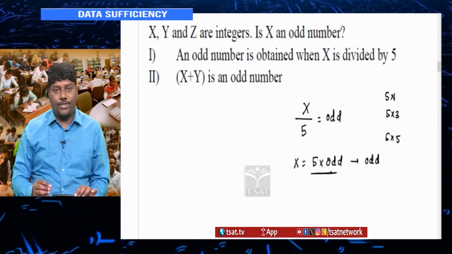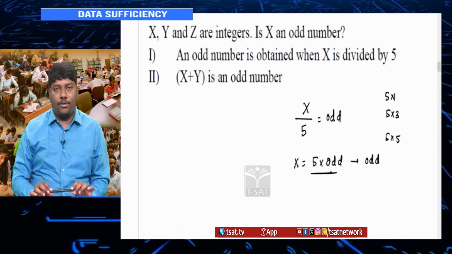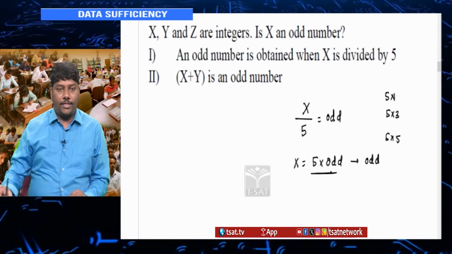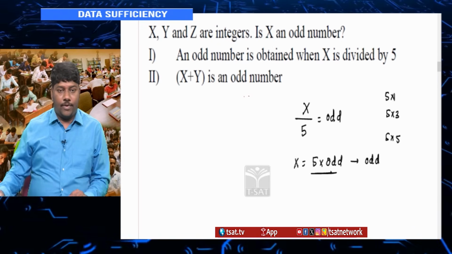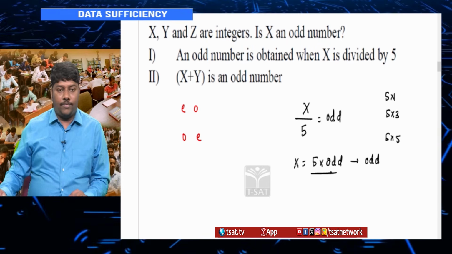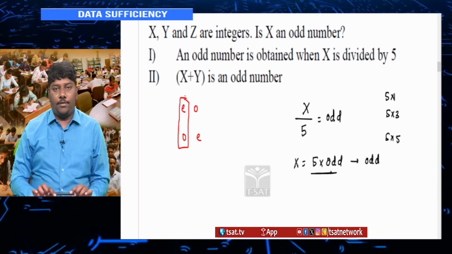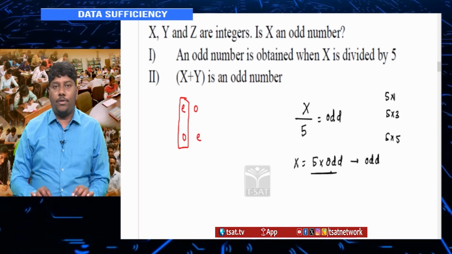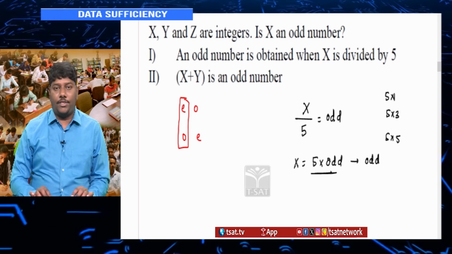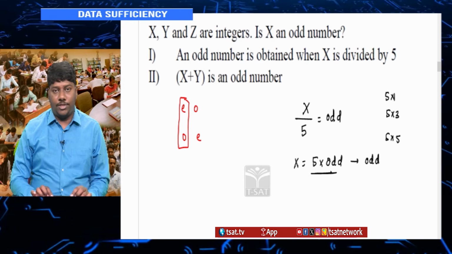Now, you have to look at statement 2. When you are looking at statement 2, you don't need to take the data which is given in statement 1. Statement 2, x plus y is an odd number. X plus y is an odd number when x is even and y is odd, or when x is odd and y is even. So, there are two cases. From this you can say x can be even or odd. So, it is an ambiguity. You can't say anything about x if you take only the data given in statement 2. So, statement 2 is not sufficient to answer the question.